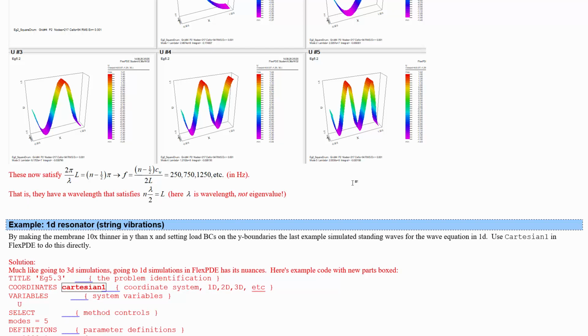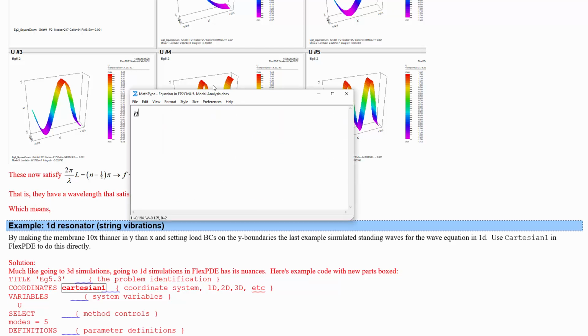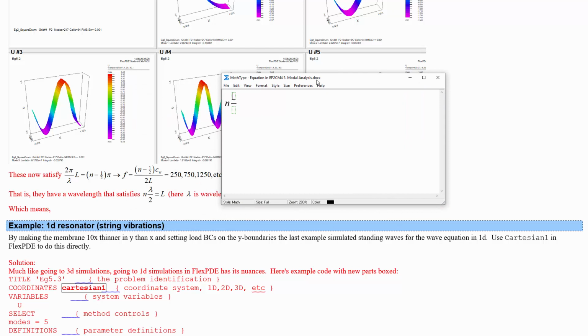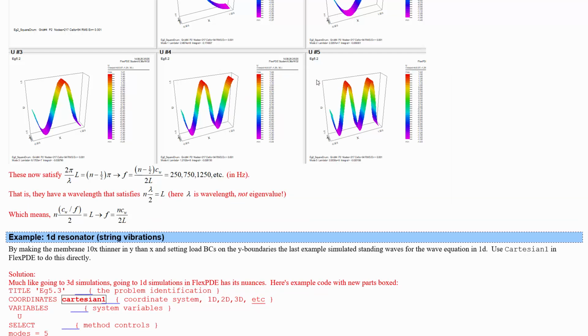From what we did earlier with lambda relating wavelength and velocity to frequency, we can say that this is n times cw over the frequency over 2 is equal to L. And rearranging this, we can solve for the frequency. The frequency has to then equal n times the wave speed over 2 times L. So that's the theoretical frequency.